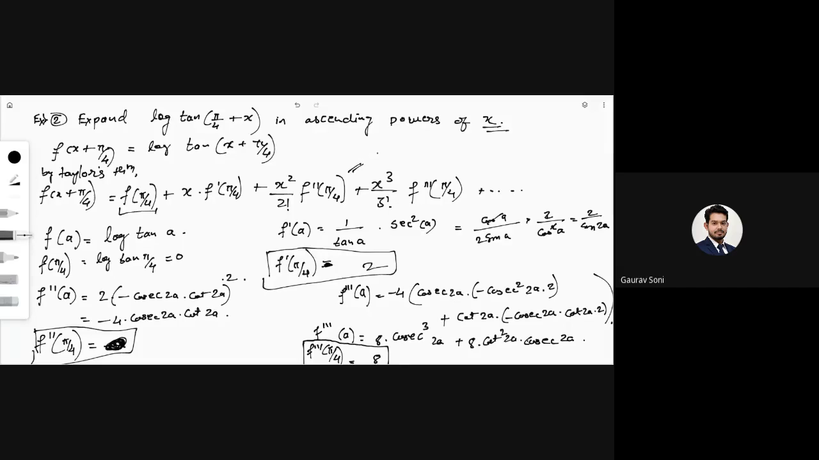So the expansion here is 0 plus x into 2 plus x square by 2 factorial into 0 plus x cube upon 3 factorial into 8 and so on. This is f of x plus pi by 4 expansion.